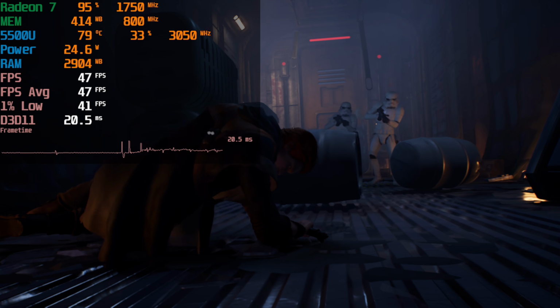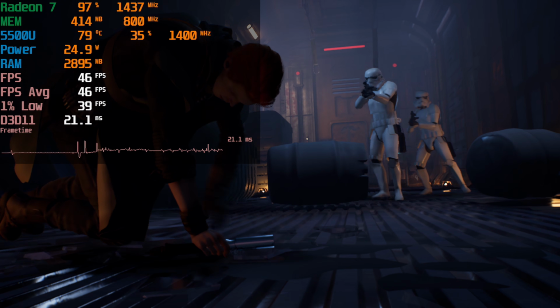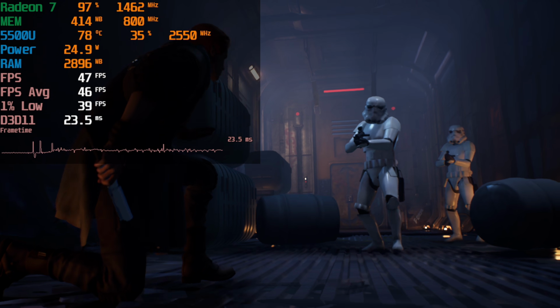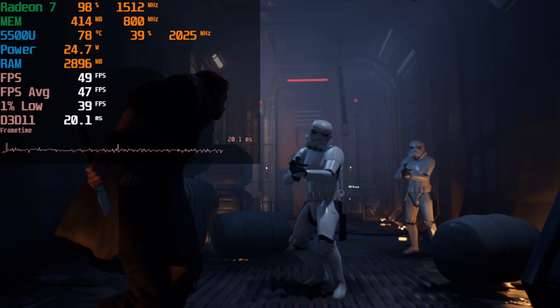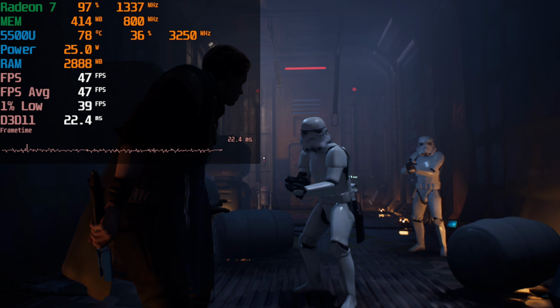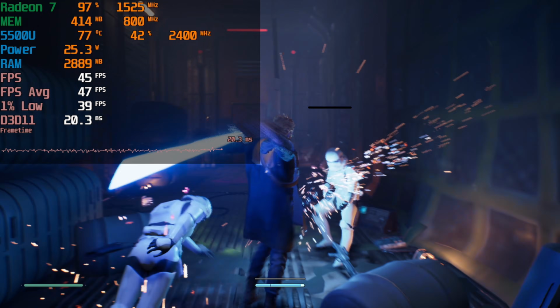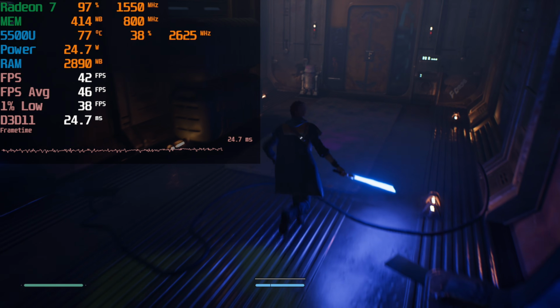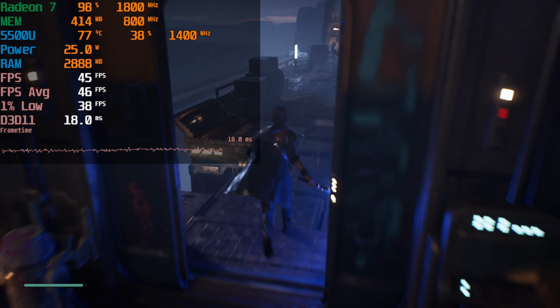Hey there guys, we're taking a look at Star Wars Jedi Fallen Order running on the AMD Ryzen 5 5500U. Now we've taken a look at this game on this chip before, but that was just with 8 GB of RAM. This time around we have 16 GB, but what you see on the screen is actually the amount of RAM that the game itself is currently using.